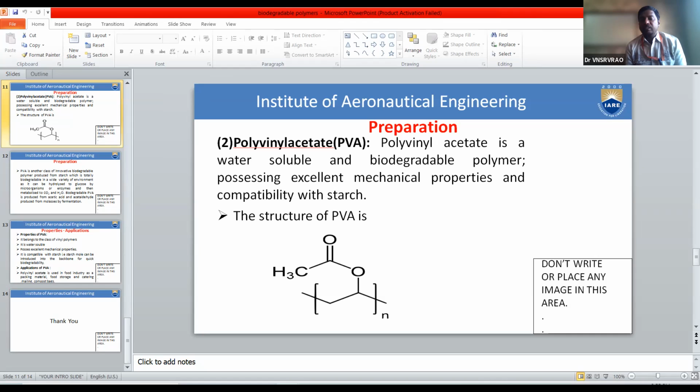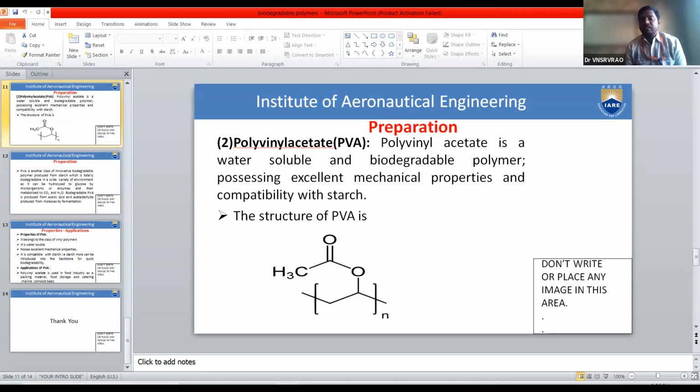Now we see the properties of polyvinyl acetate. From the title I understood that the monomer is vinyl acetate, so it purely belongs to the class of vinyl polymers. It is water soluble, it possesses excellent mechanical properties, and it is compatible with starch, especially as starch moieties can be introduced into the backbone for quick biodegradability.